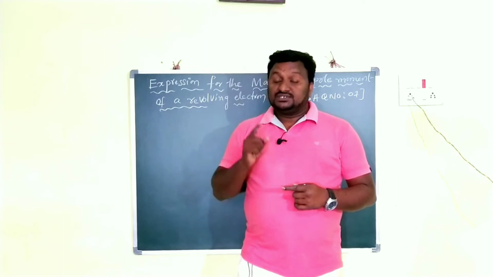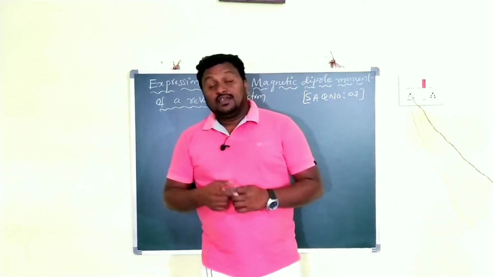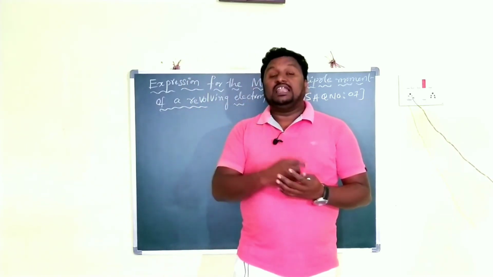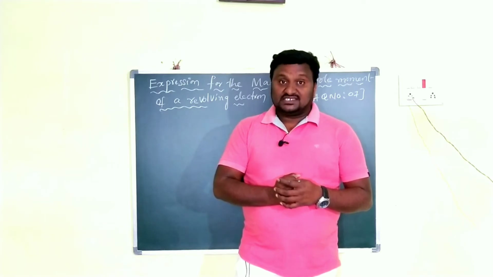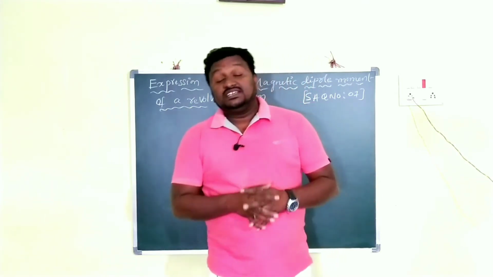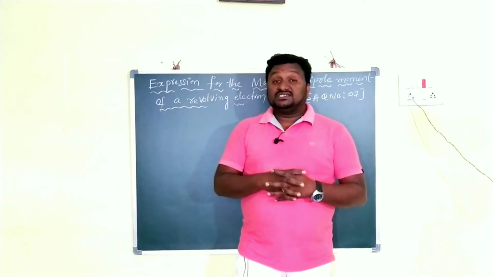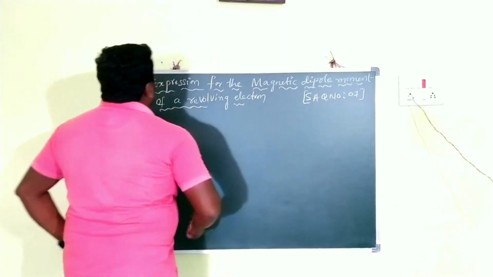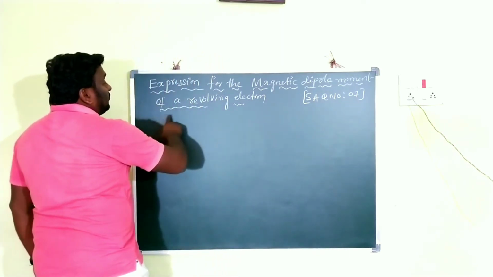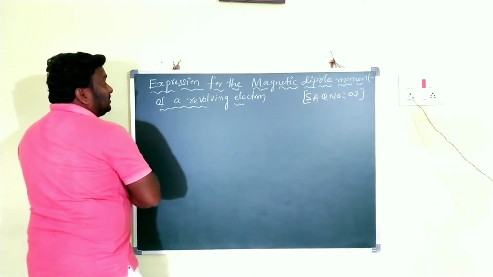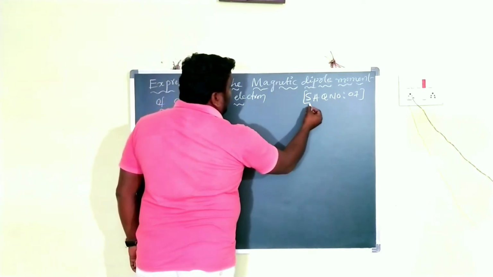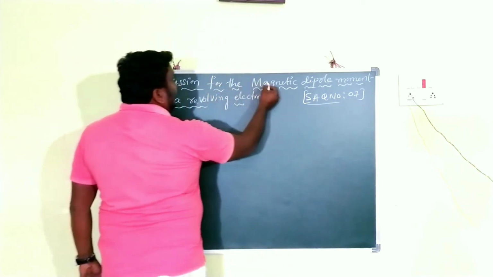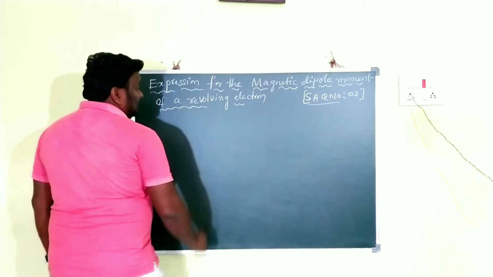You must watch it. In this video I am going to explain the expression for the magnetic dipole moment of a revolving electron around the nucleus. This is the question mentioned as the 7th short answer question in our textbook: expression for the magnetic dipole moment of a revolving electron.